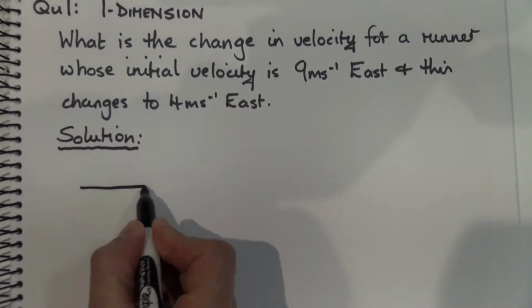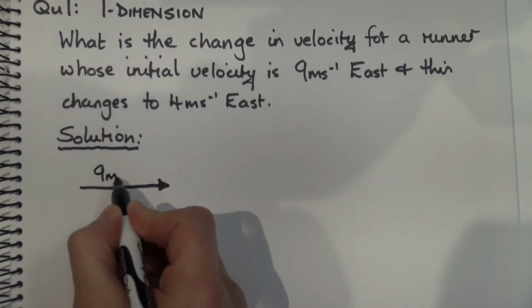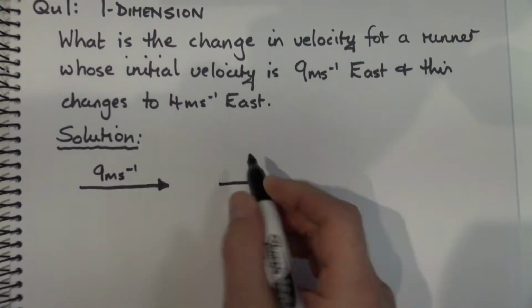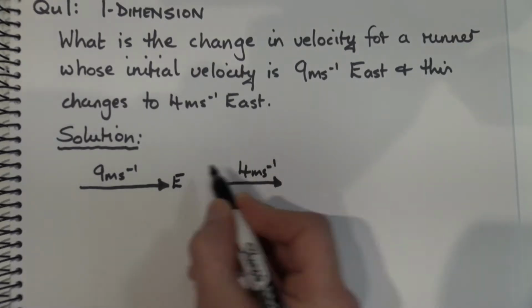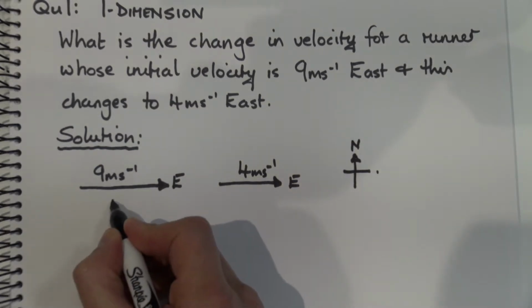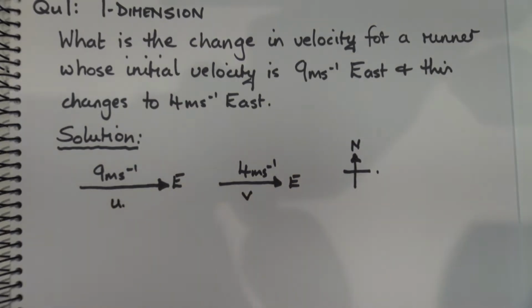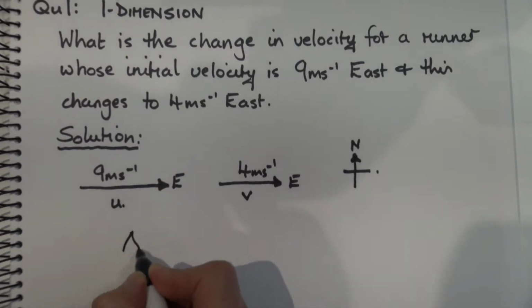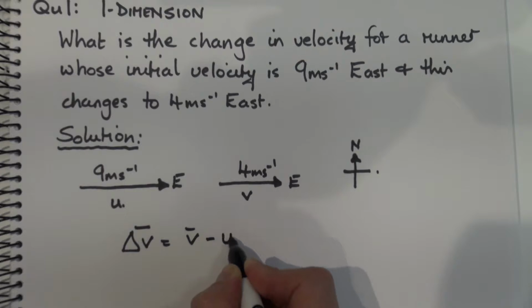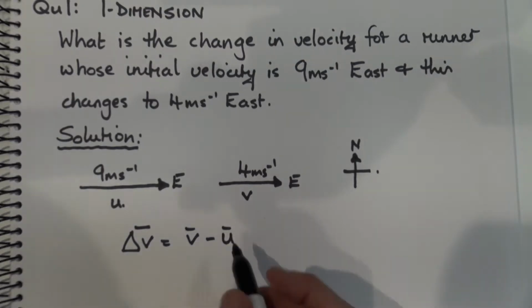Alrighty, so let's write down our vectors first. Our initial velocity we know is 9 meters per second, and the final velocity is 4 meters per second, and they're going in the same direction, which is east, using a compass heading. So 9 meters per second is u, and 4 meters per second is v. Let's put down our algorithm for change in velocity, which is delta v equals v minus u.